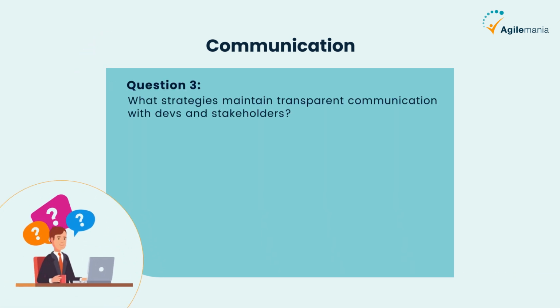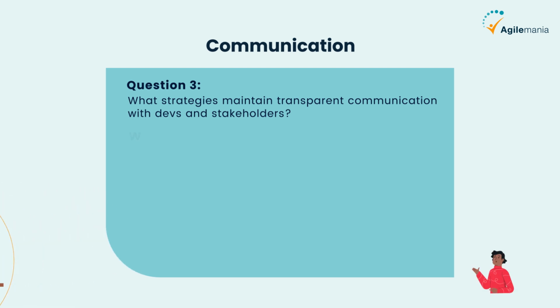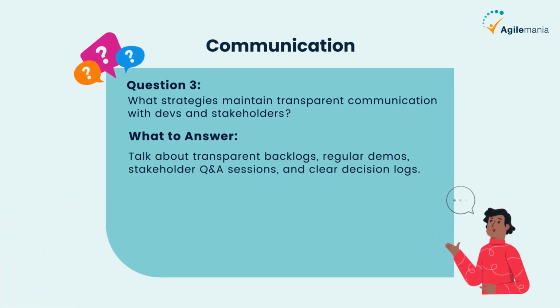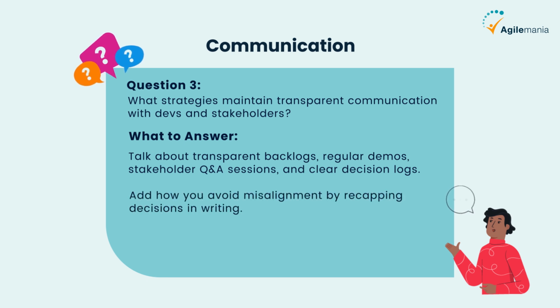Question 3. What strategies maintain transparent communication with devs and stakeholders? What to answer? Talk about transparent backlogs, regular demos, stakeholder Q&A sessions, and clear decision logs. Add how you avoid misalignment by recapping decisions in writing.